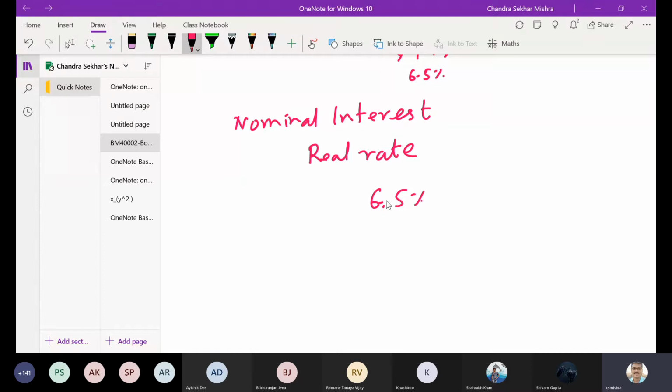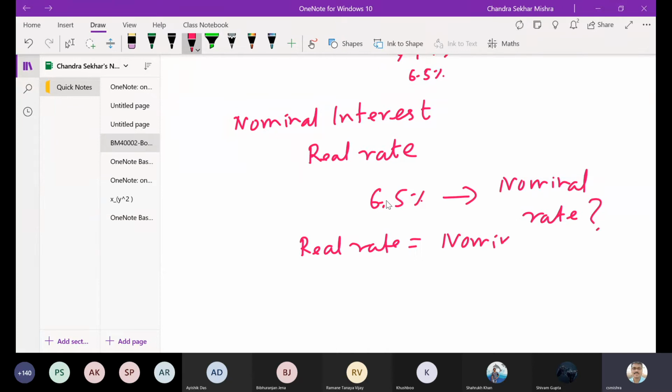Is this a nominal rate or a real rate? Can anybody tell me? It is a nominal rate. Okay, nominal rate without any risk. And what is the real rate? Real rate is the nominal rate minus, any word can guess? Inflation rate. Inflation. Very good.